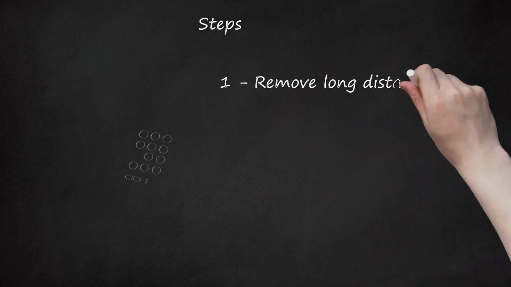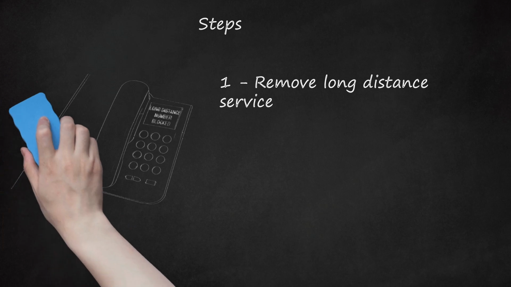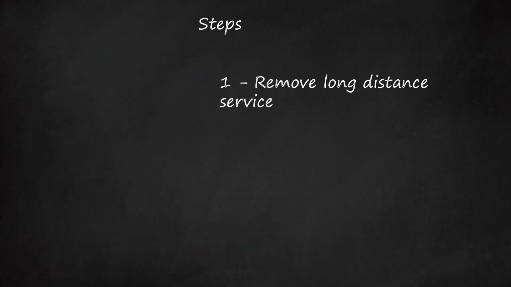Steps. 1. Remove long-distance service. Request that your service provider block all outgoing calls for which a 1 must be dialed before the number is dialed. 1-800 calls will still go through. If you have this block in place and wish to make a long-distance call, you will need to use a cell phone or a pre-paid calling card. Blocking all long-distance numbers is a free service upon first activation.